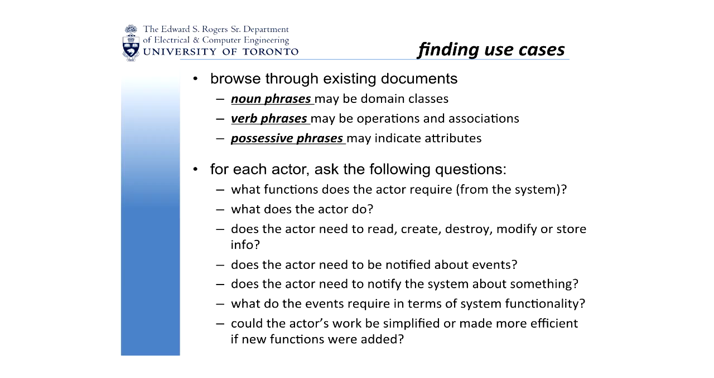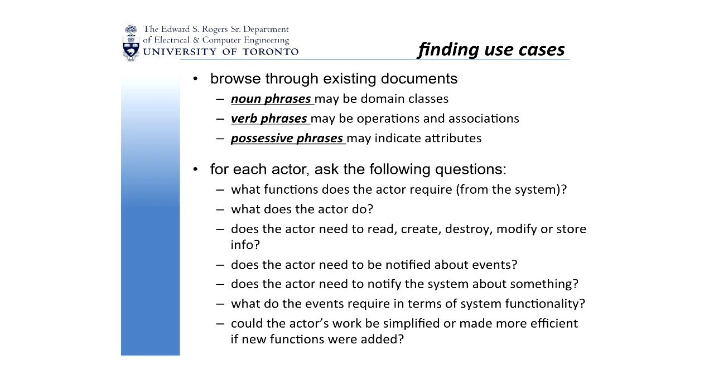Finally, we must consider the process of finding use cases. One effective method is to browse through existing documentation and perform a linguistic analysis. Noun phrases often indicate potential domain classes, while verb phrases represent operations and associations. Possessive phrases can help identify attributes.